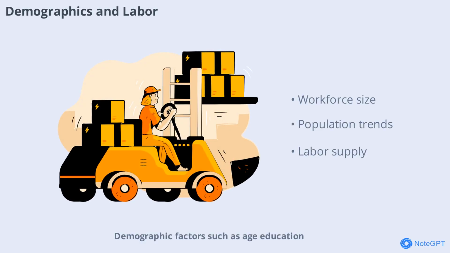Demographic factors such as age, education, and population growth influence the supply and demand for labor. A young, growing population can provide a large workforce, while an aging population may lead to labor shortages. Demographics also affect consumer demand for different products and services. Next, we'll discuss the role of migration in the labor market.